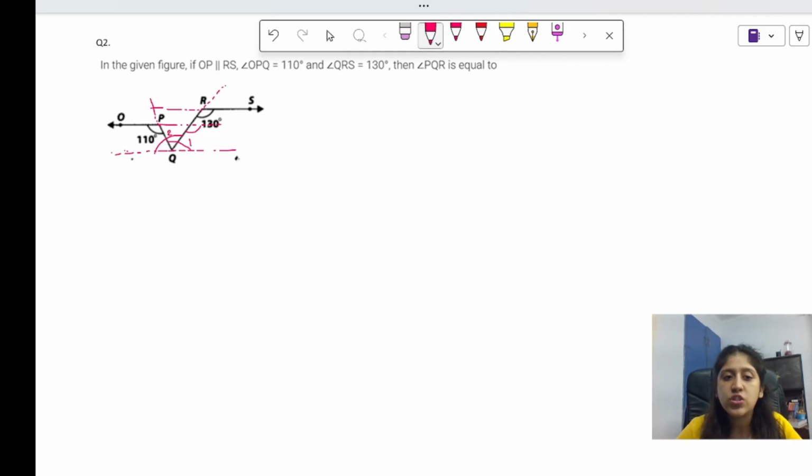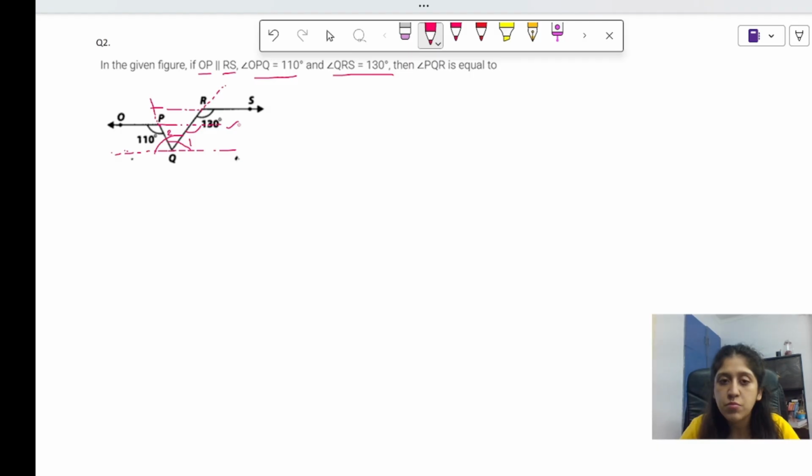Now, this question is a bit tricky question, and please be very careful with such questions. ऐसे question में we have to actually construct. हमें constructions करने पड़ते हैं. So let's just first start with reading the question. ठीक है, we have OP and we have RS as lines. So OP is one line, RS is another line. OPQ is given as 110 degrees, and QRS is given as 130 degree.